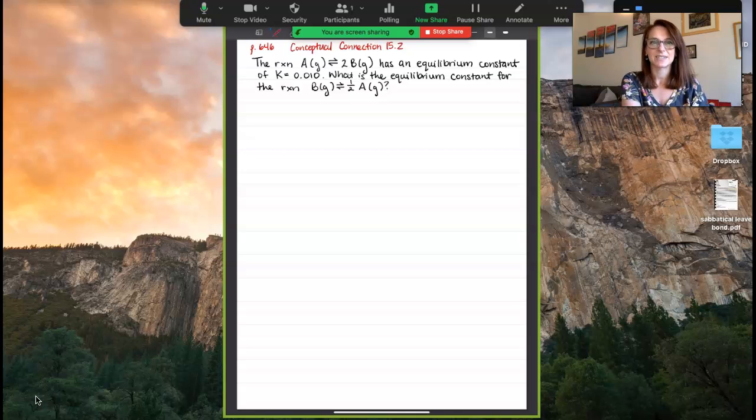So the question states, the reaction A2 in equilibrium with 2B has an equilibrium constant of K equals 0.010. What is the equilibrium constant for the reaction B in equilibrium with 1/2 A? What's really neat is that if we know one equilibrium constant for a reaction, like this one here, we know the equilibrium constant for this reaction. This reaction looks pretty similar, so we can manipulate this reaction and its equilibrium constant in order to figure out the new equilibrium constant. And why is this useful?